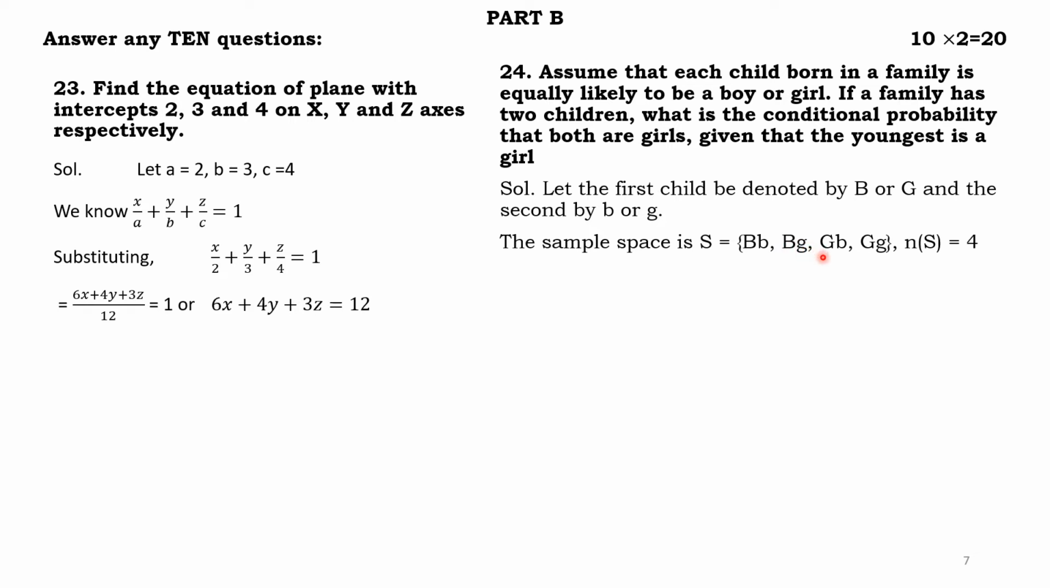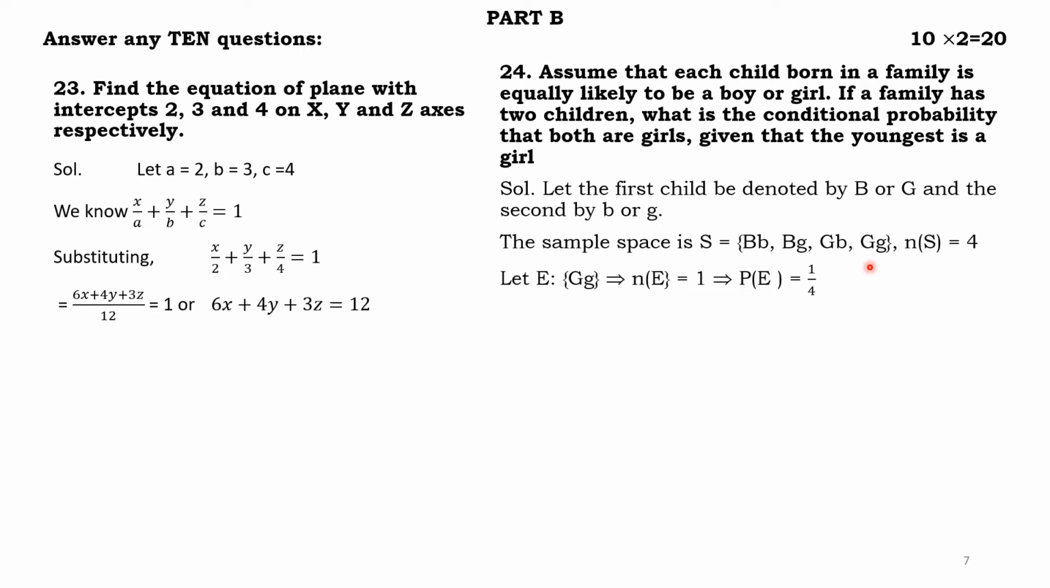And the third possibility is the first child can be a girl, so it is written as capital G, and the second child can be a boy, so it is written as small b. And the last and final possibility is the first is a girl, written as capital G, and the second is also a girl, small g. So the total number of possibilities, that is the sample space, n(S), is equal to 4.